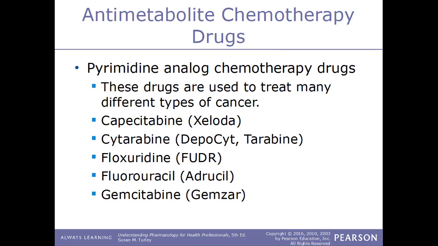kinds of cancers. And some examples of this category of the antimetabolites include capecitabine, also known by the trade name Xeloda, cytarabine, known by the trade names Tarabine and DepoCyt, floxuridine, known by the trade name FUDR, fluorouracil, known by the trade name Adrucil, and gemcitabine, also known by its trade name Gemzar.